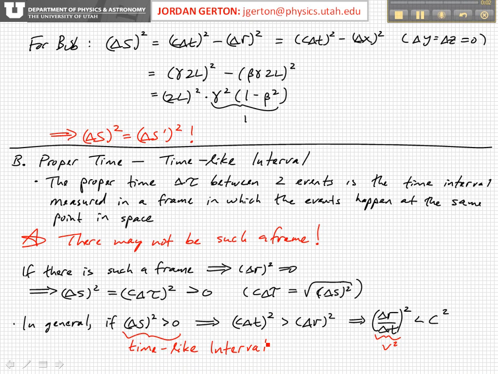Okay, so what we've just seen is that if delta S squared is greater than 0, if the interval is greater than 0, then in general you can find a reference frame which is moving with velocity v, delta r over delta t, which is less than the speed of light. So with delta S squared greater than 0, there does exist a frame which moves with velocity less than the speed of light, in which the two events are simultaneous. And we call this, therefore, a time-like interval. So when delta S squared is greater than 0, we call the interval between those two events a time-like interval.